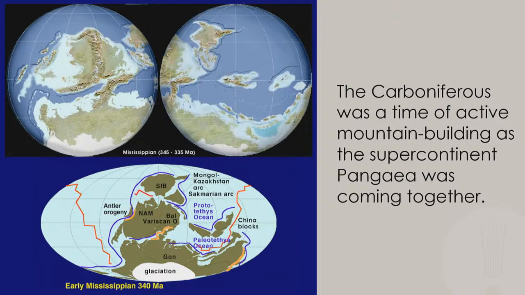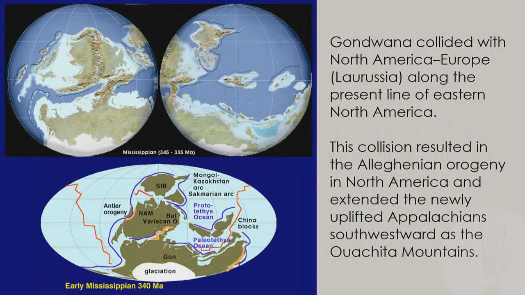Carboniferous was a time of active mountain building as the supercontinent of Pangaea was starting to come together. Gondwana collided with North America, Europe, known as Laurussia, along the present line of eastern North America. And this resulted in the Alleghanian orogeny in North America, which extended the newly uplifted Appalachians southwestward to the Ouachita Mountains here in Arkansas.